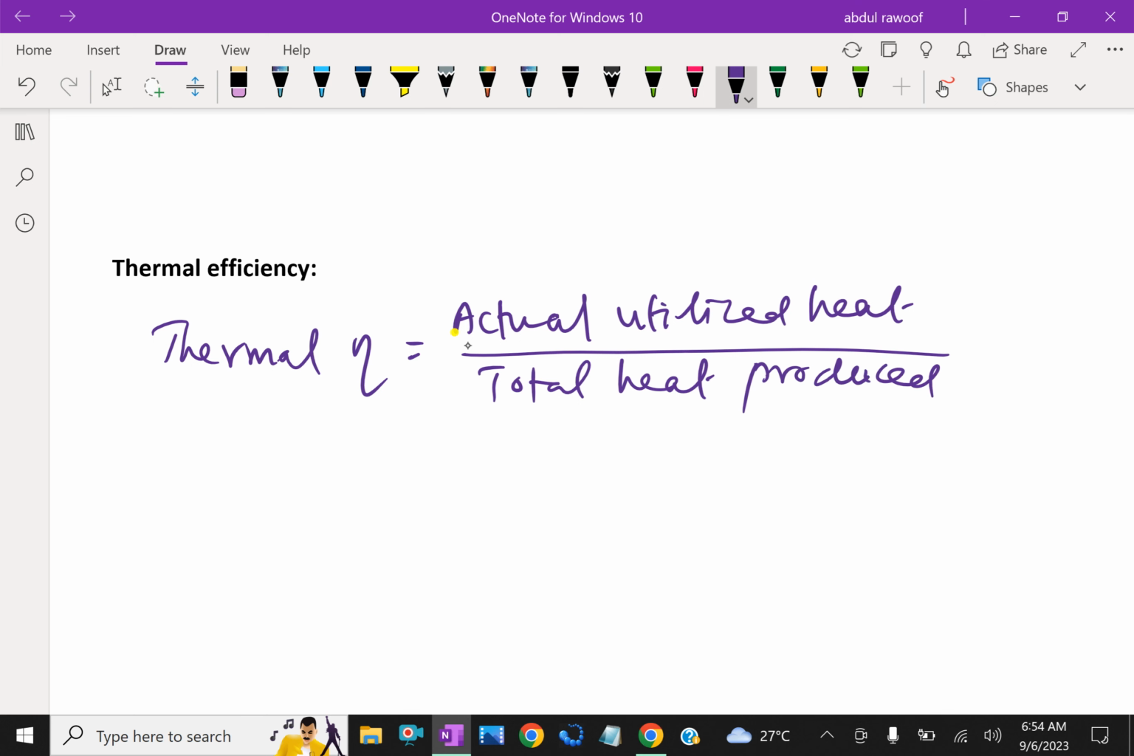Total heat produced by electricity. Now, thermal efficiency is equal to heat used divided by total heat produced, that is, over VIT over J joules.